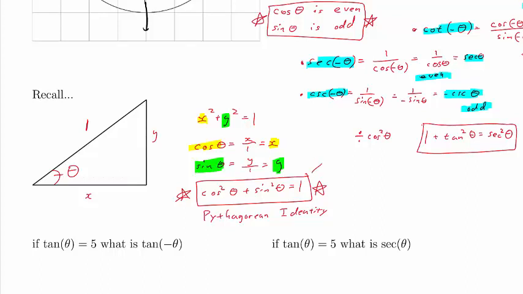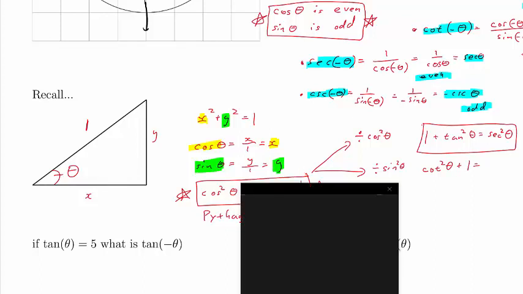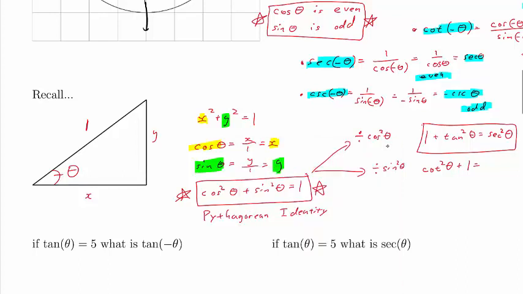Now again, we can now divide this by sine squared of theta. When you do that, cosine squared divided by sine squared is cotangent squared theta. Then, of course, sine squared divided by sine squared is 1. And then 1 divided by sine squared is simply cosecant squared theta. And there is our other Pythagorean identity.